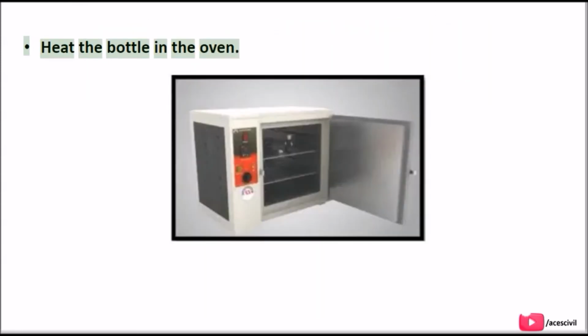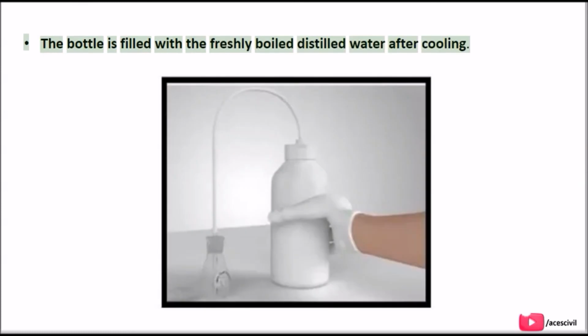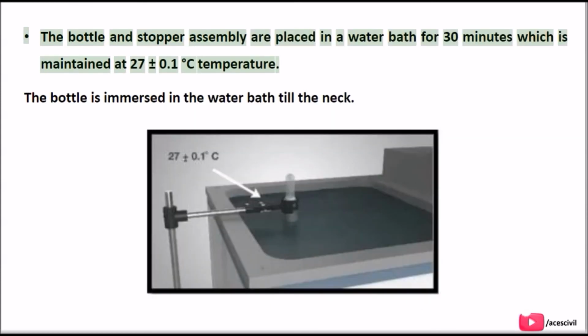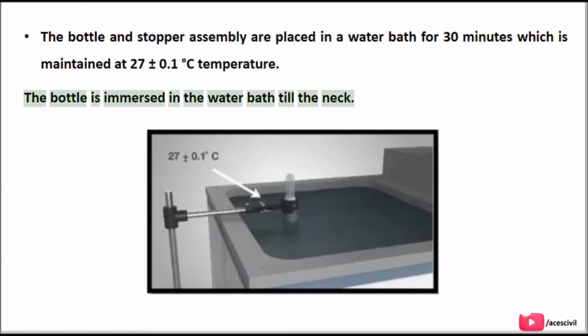Heat the bottle in the oven. The bottle is filled with the freshly boiled distilled water after cooling. The stopper is placed at the top. The bottle and stopper assembly are placed in a water bath for 30 minutes, which is maintained at 27 plus or minus 0.1 degree temperature. The bottle is immersed in the water bath till the neck.